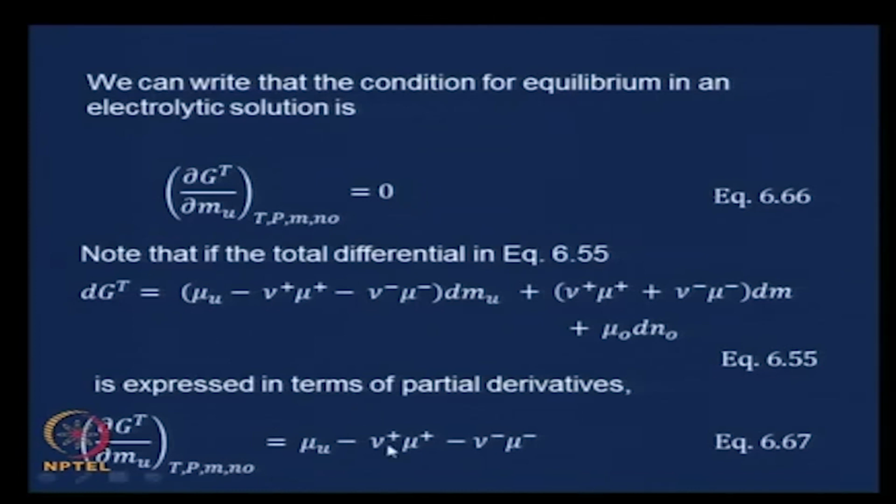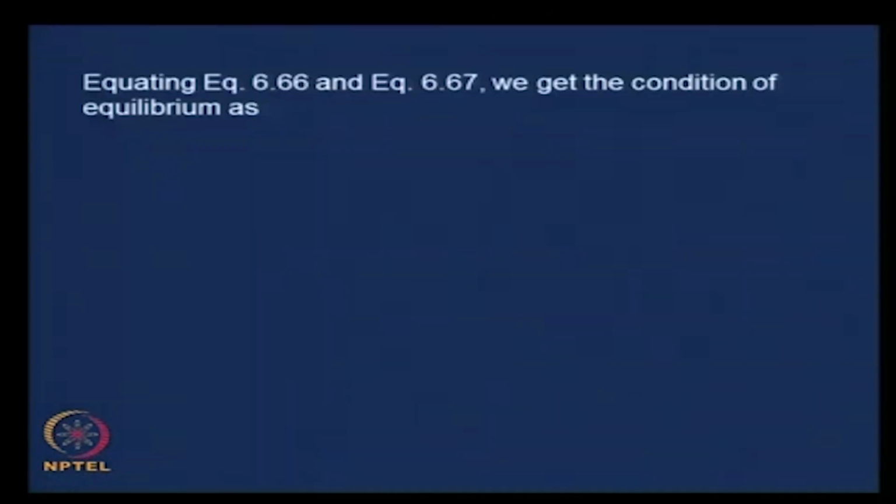This is equal to 0, so we are going to equate this to 0, and if we do that we get mu u equals nu plus mu plus plus nu minus mu minus. In other words, the chemical potential of the undissociated species must equal the sum of the chemical potentials of the charged species weighed by its stoichiometric coefficients. Equation 668.